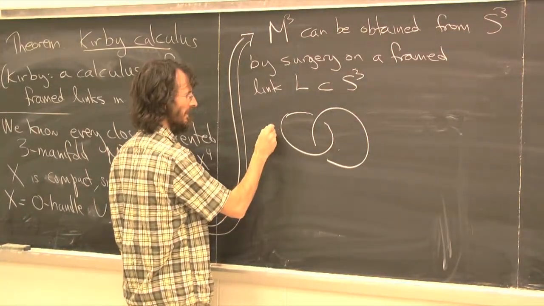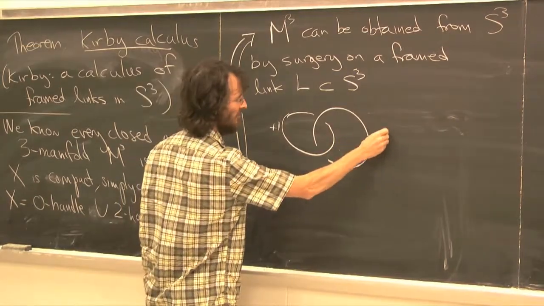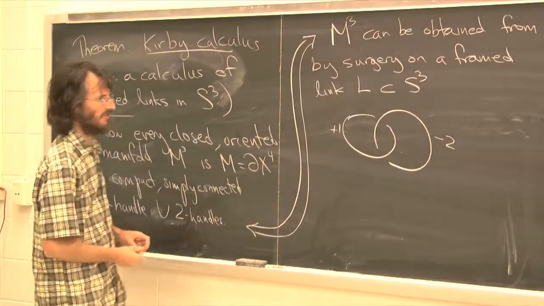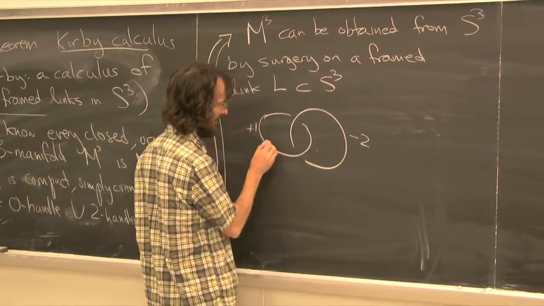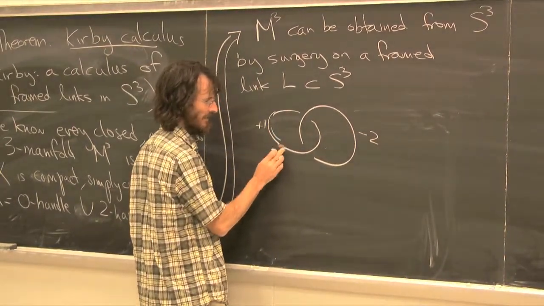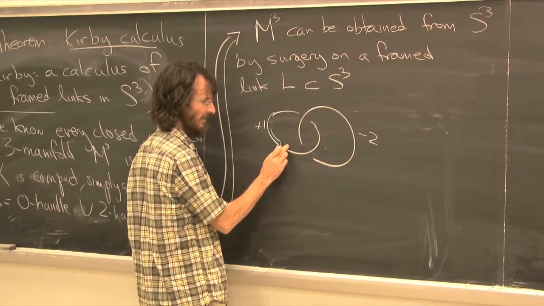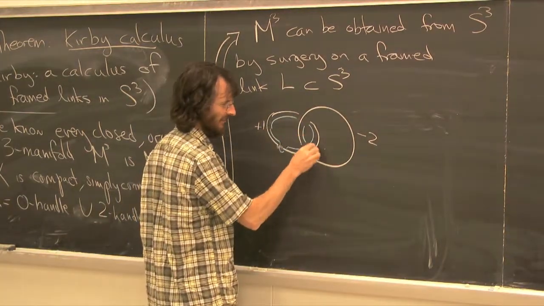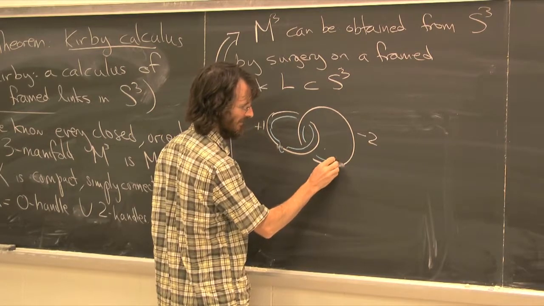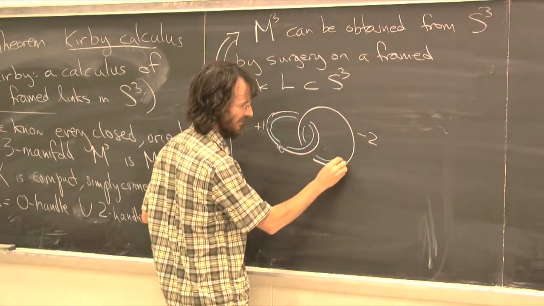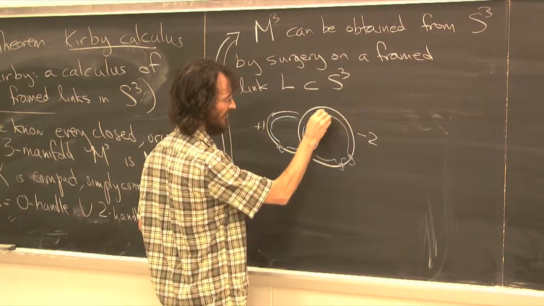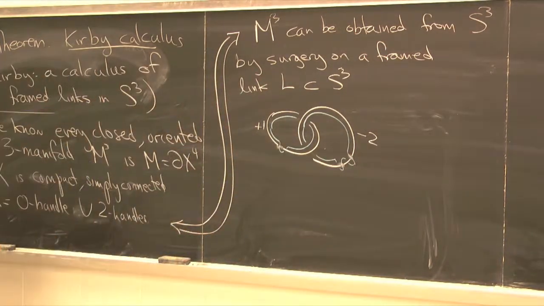So I might, for example, write +1, -2, something like that. That means these are not just knots, but they also come with some preferred amount of twisting. The twisting here would be given by one full right-handed twist going that way, and the twisting here would be given by two full left-handed twists going around. So that's an example of a framed link.